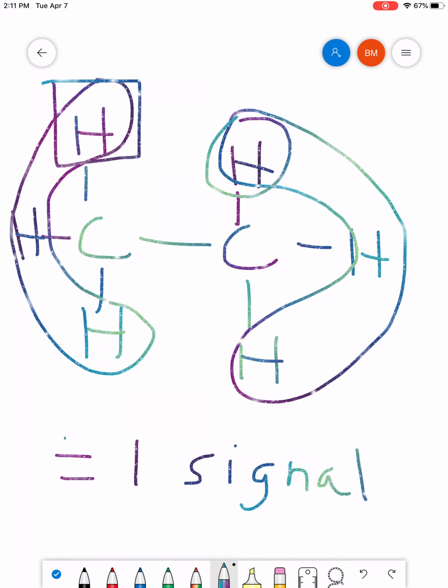An easy way to identify this is to find a line of symmetry, right? You can definitely find a line of symmetry right there. So that means whatever is on this side is corresponding to whatever's on that side. All right?